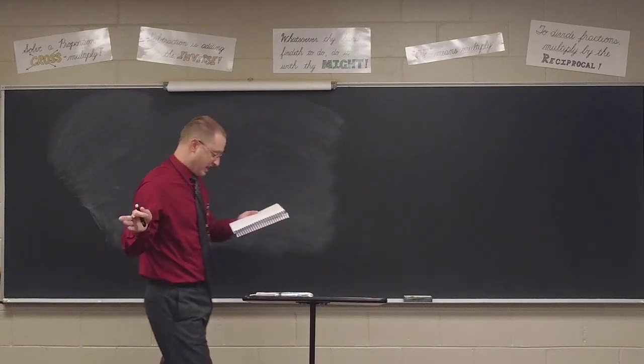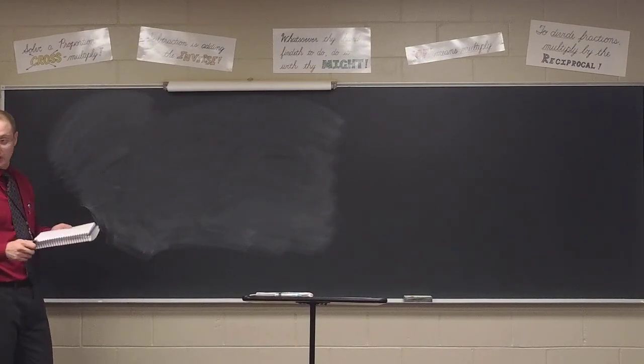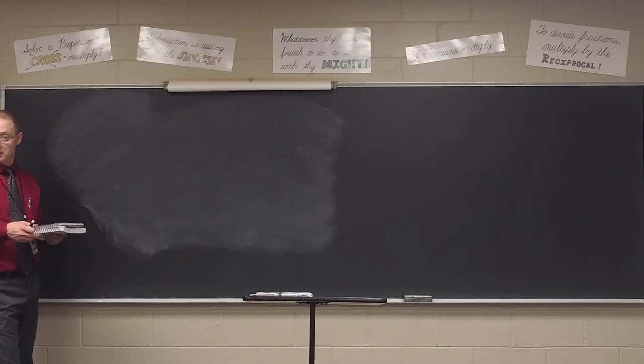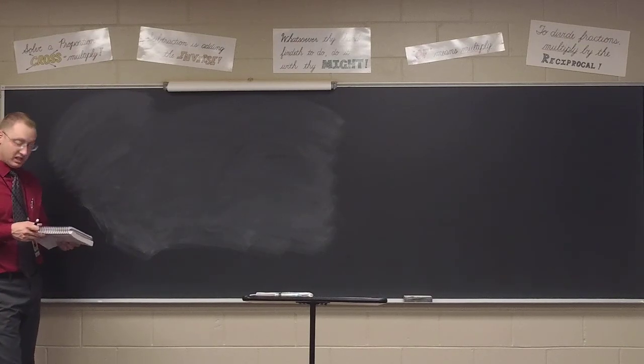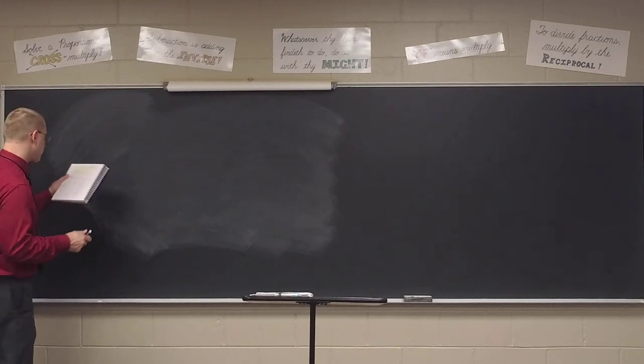Brecken, your face tells me you did not get number 16 correct. The 13 sevenths, negative 5 sevenths? For number 16, I got 13 sevenths and 23 over 7. All right, so you got the first part of it correct.